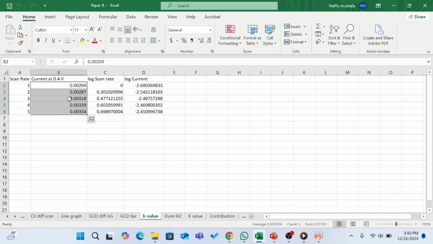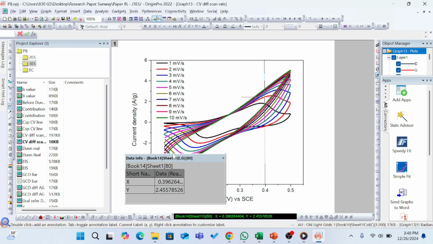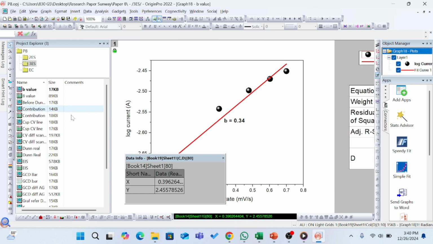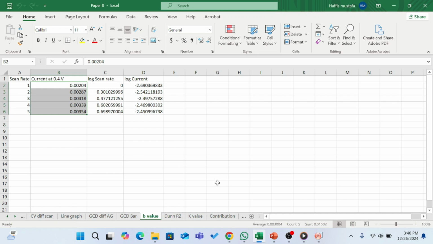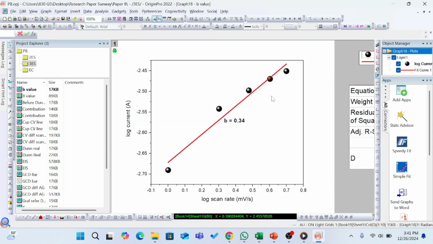Okay. So here. Then after that, you can go for the log scan rate and also for the log current. So it's important. And from this graph, if you already have this graph, then you can go to the b value. Because the b value, we obtain it by having the log current versus log scan rate. So you got the b value. So the b value exists when you got this Excel. So we need the log scan rate and log current, then you can get the b value. So let me show you how to get the b value.